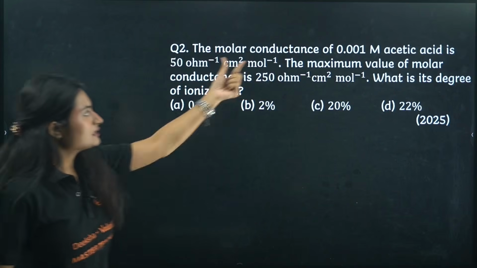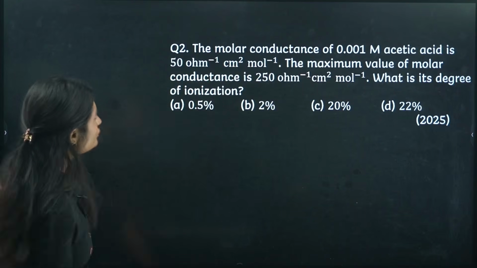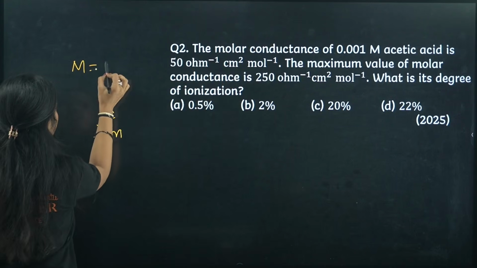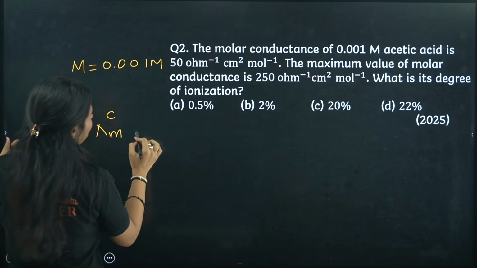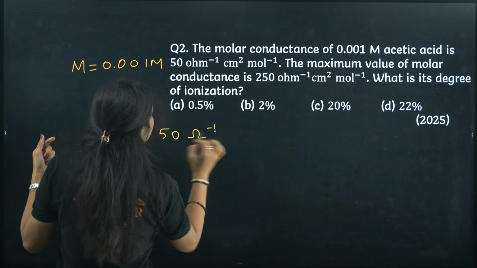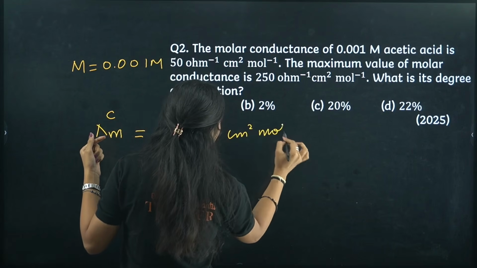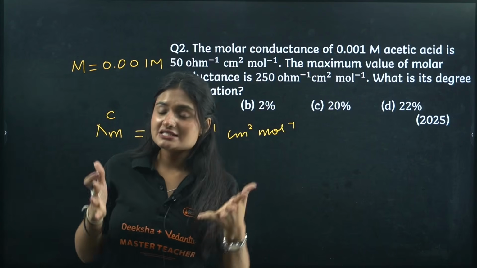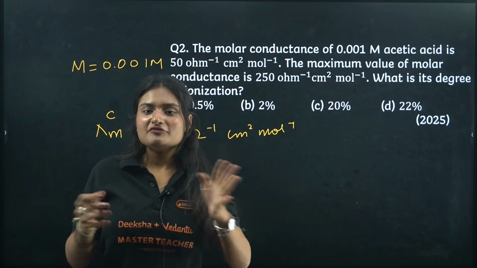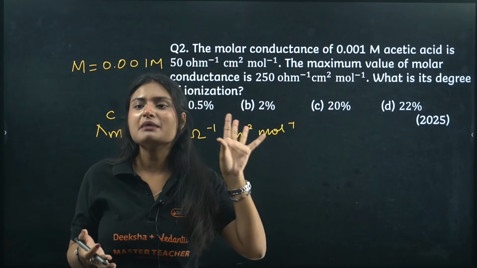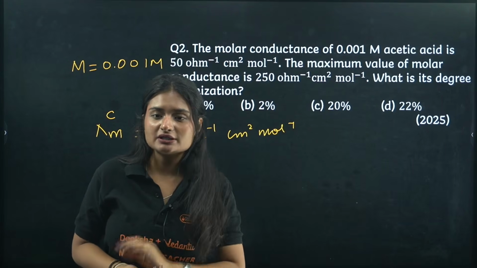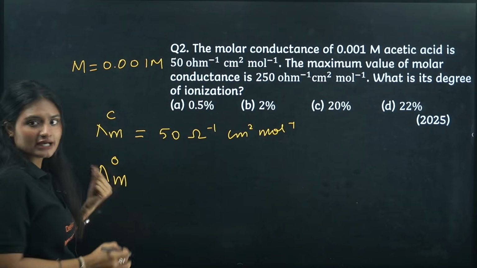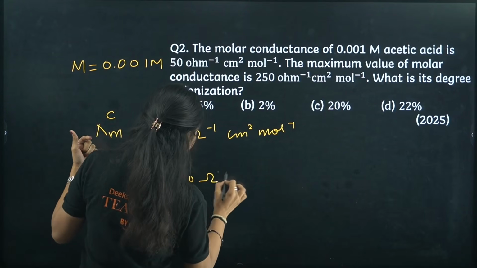The next question is about the molar conductance of acetic acid at a molarity of the solution, at any concentration. The concentration value is 0.001 M, and the value of molar conductance is 50 ohm inverse centimeter square mole inverse. The maximum value of molar conductance means the molar conductance at infinite dilution. When you dilute a solution infinitely, that is the maximum value of molar conductance the solution can give us, and that is 250 ohm inverse centimeter square mole inverse.